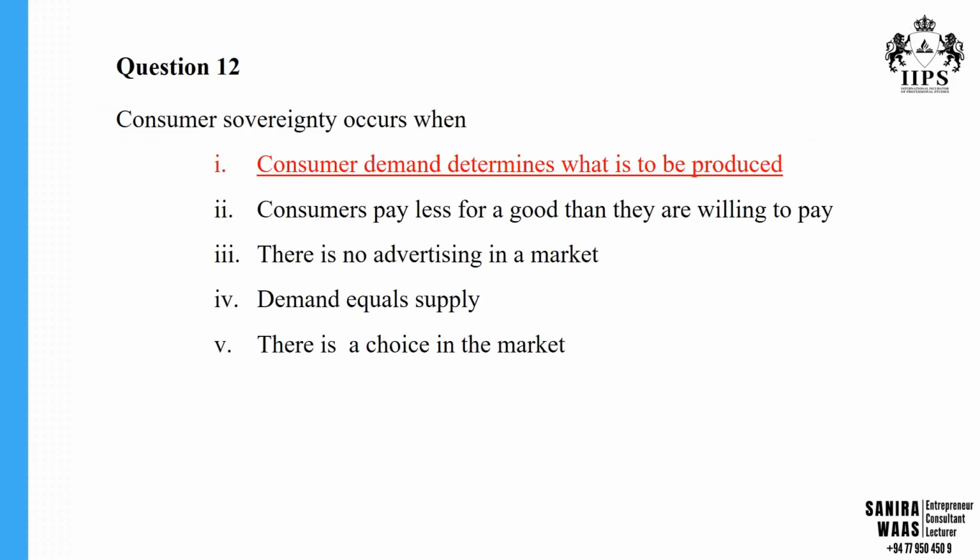economy. Because of that, for question number 12, the answer is: consumer sovereignty occurs when the consumer demand determines what is to be produced. Not the government decides, not the producers decide, but the consumer demand decides what is to be produced and even what quantity needs to be produced.